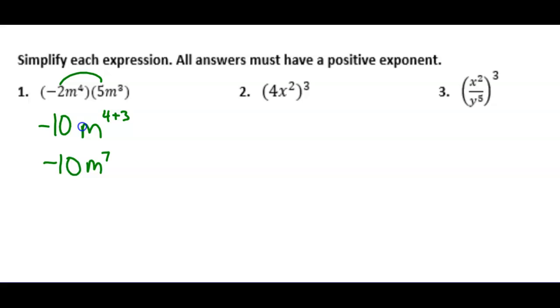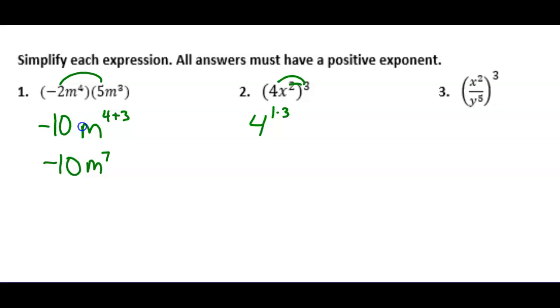What did I get for number 2? 4x to the power 6. Is it 4x to the power 6? Did somebody get a different answer? What did you get? 384. How do you get that? What do I have to do with my 3? I have to distribute it to the exponents. The 4 also has an exponent on it. It has an exponent of 1, so I need to multiply that by 3.